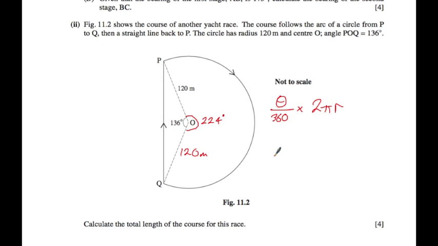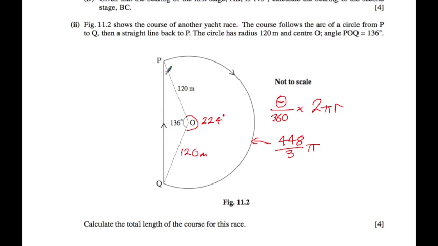So basically this is the circumference, but we only want 224 360ths of it. So in my calculator, I'm going to do 224 divided by 360 times by 2 pi r. So times by 2 times pi times 120, which, my calculator gives me an exact answer, in fact, let's keep that exact answer because we're going to have to use it later on. So it's 448 over 3 pi, which in normal numbers is 469 metres to the nearest metre.